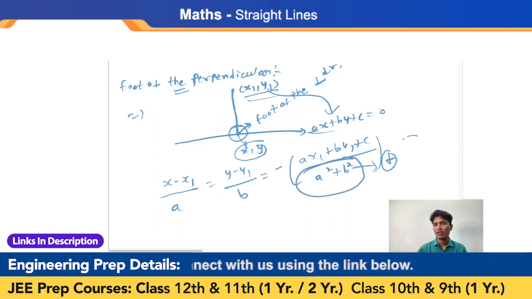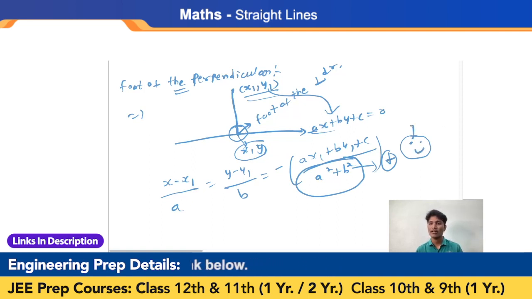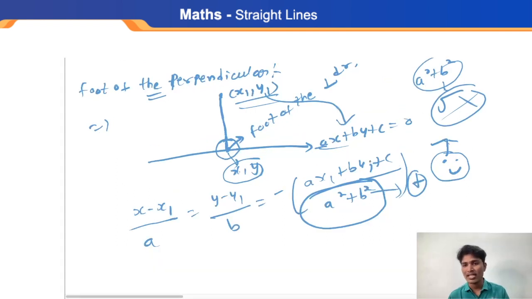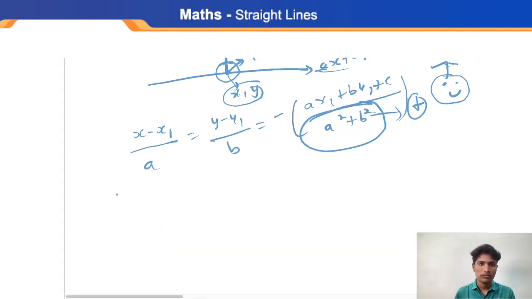A key observation, very important. Why have I drawn this one? You will forget, that is the reason I have drawn it. This a square plus b square does not have an under root. It is just a square plus b square. Yes, this is a formula you have to remember.